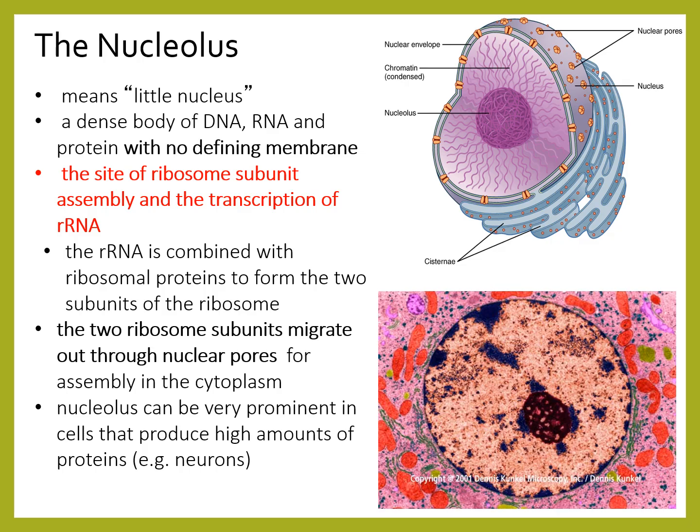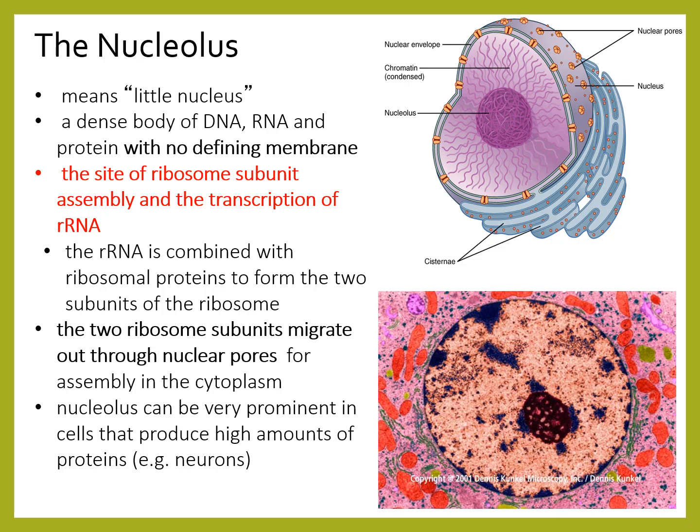Once you make the small and the large ribosomal subunit, they migrate out of the nucleus via the nuclear pores into the cytoplasm, where they will combine with a piece of RNA called messenger RNA, and that assembled ribosome is then going to translate the messenger RNA into amino acids. That's a process called translation, and again, we're going to cover that in this course as well.